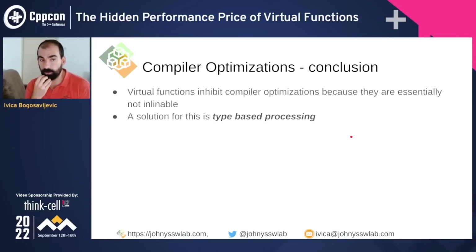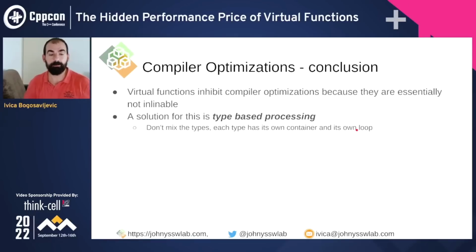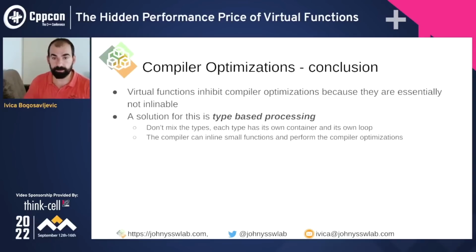So how do you deal with this? The solution is called type-based processing. First, you don't mix types. Each type has its own container and its own loop. So the compiler can inline small functions and perform various compiler optimizations. This is already implemented as part of Boost, in Boost base_collection.